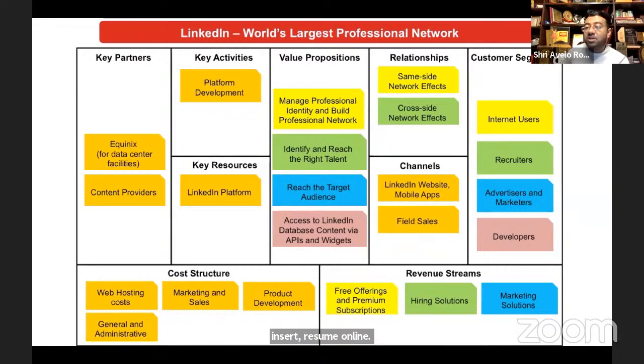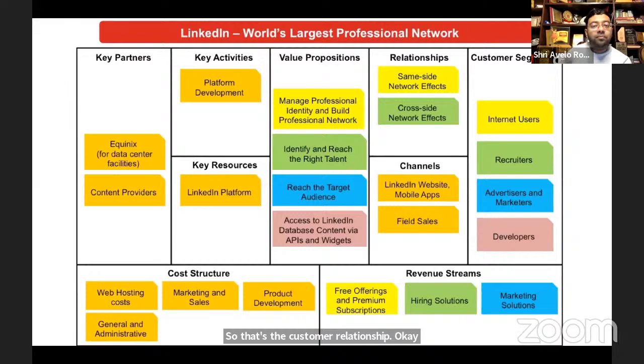The channels: LinkedIn website and LinkedIn app. These are the two ways they're reaching customers. Field sales, but we will not talk about that. That's more B2B. But generally website and app. That's how LinkedIn connects with its customers. Customers use their platform, right? What is the relationship? Same side network effect, cross side network effect. Don't ask me what that means. In short, basically, LinkedIn's customer relationship is online. There's nothing offline. And if you are an advertiser, then only you get access to people. Otherwise, you don't have access to physical people, you can email them and whatnot. So that's the customer relationship.